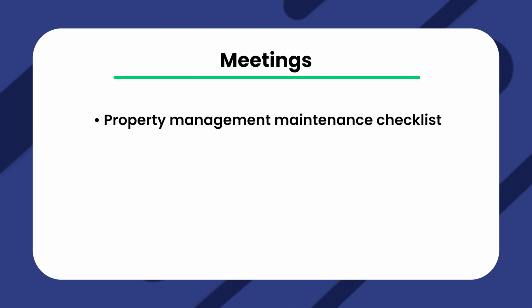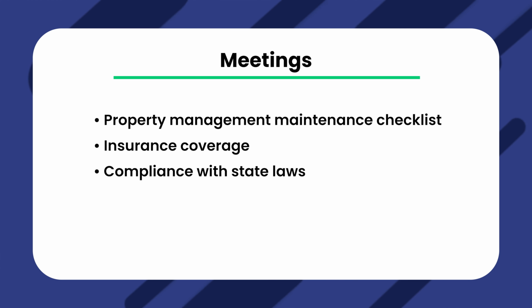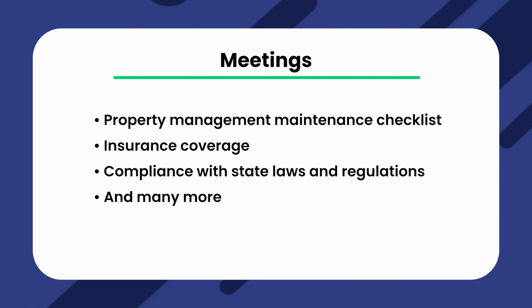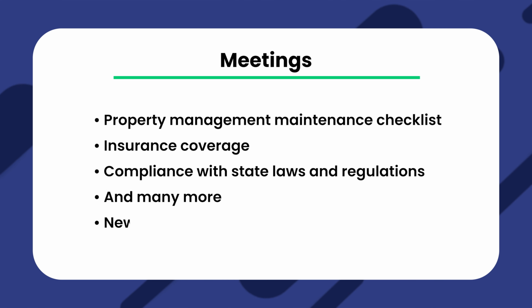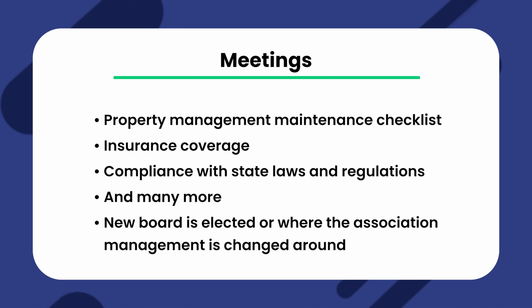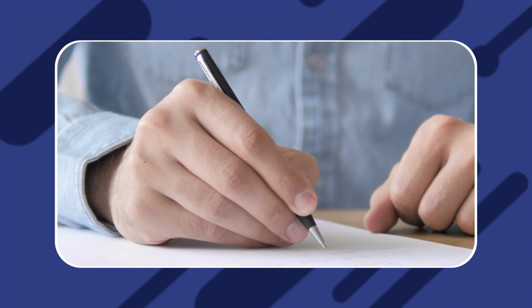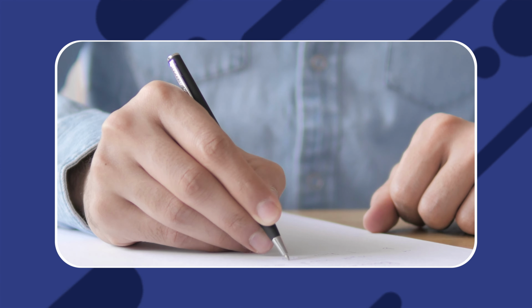During these meetings, it's important to discuss various aspects of the organization, such as a property management maintenance checklist, insurance coverage, compliance with state laws and regulations, and many more things. These meetings could also be where a new board is elected or where the association management is changed around. Since there are so many factors to these meetings, it is crucial to keep an updated record of all of them and make sure that the whole association is aware of what is going on.